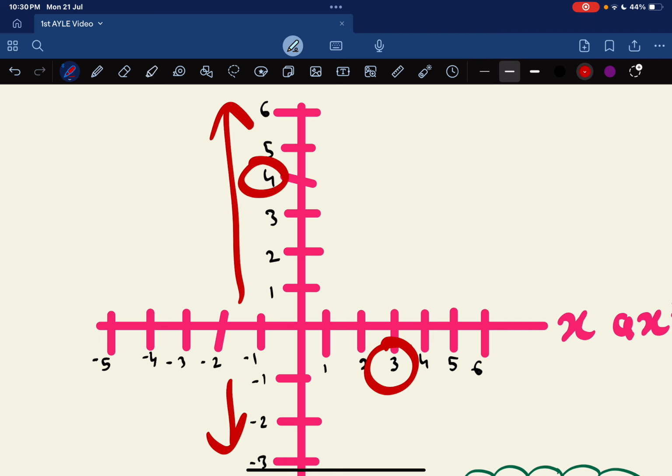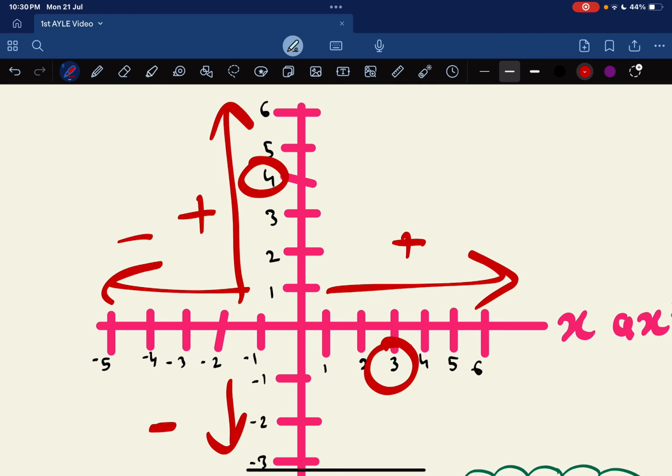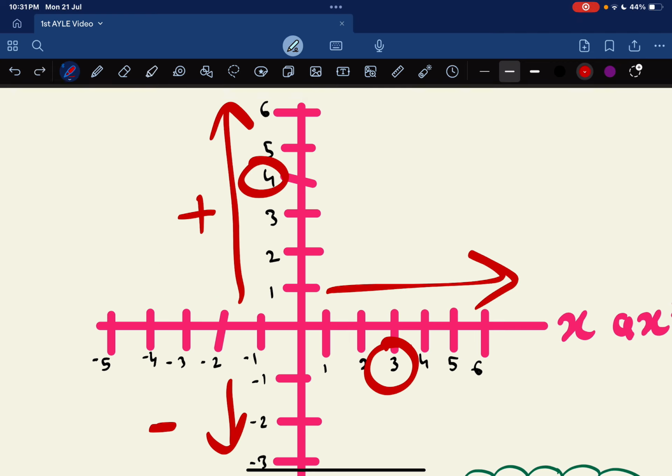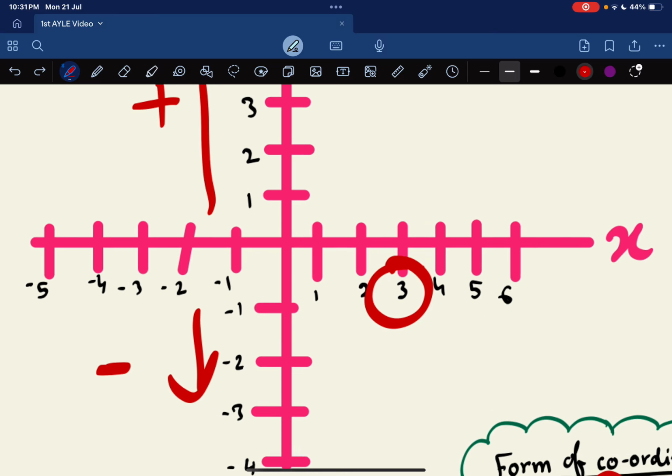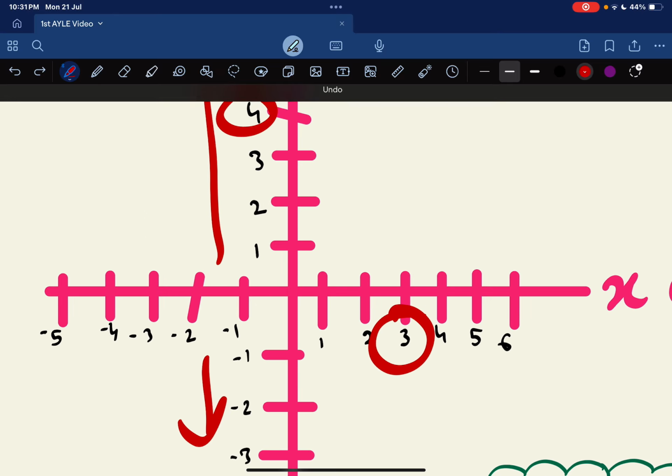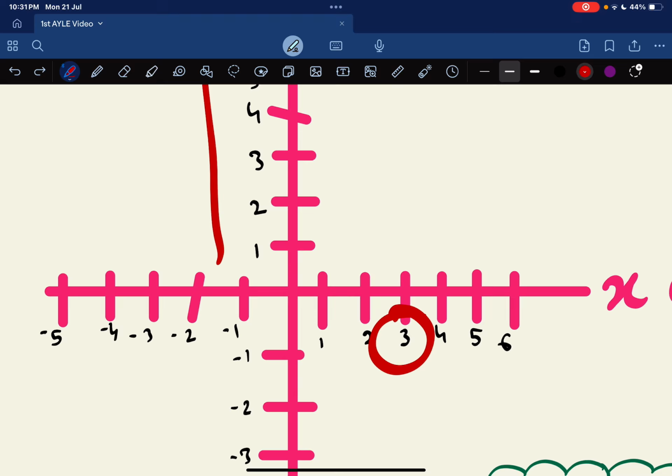This is negative, by the way. This is negative. This is positive. For the x-axis, this is positive. This is negative. All right. So since we've found our 4 and 3, which is the main thing needed for our coordinate.